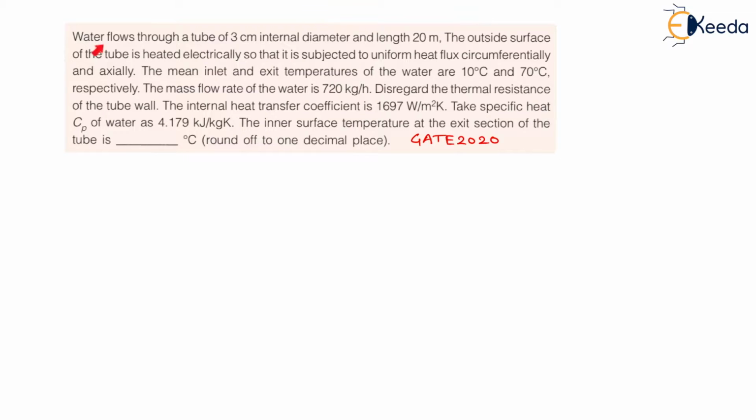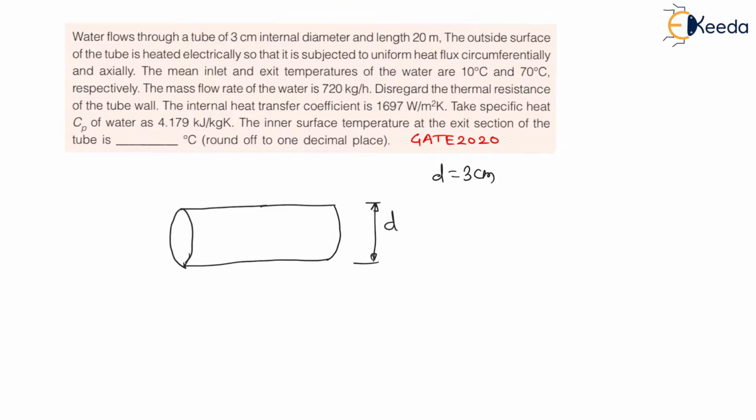The question is, water flows through a tube of 3 cm internal diameter and length 20 meter. So let us draw a tube through which water is flowing. Let us say this is a tube. Now in this tube water is flowing, right? And my dear students, let us say D is the diameter of tube, and diameter is given 3 centimeter. Internal diameter of tube is given 3 centimeter, which we can say 3 into 10 to the power minus 2 meter, and length of tube is also given 20 meter.